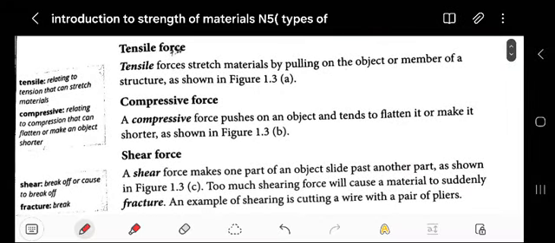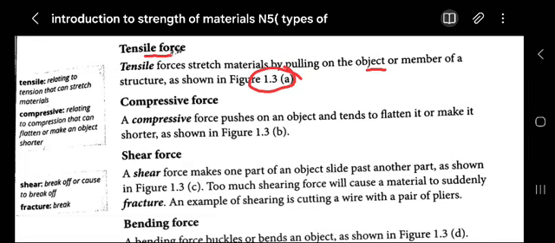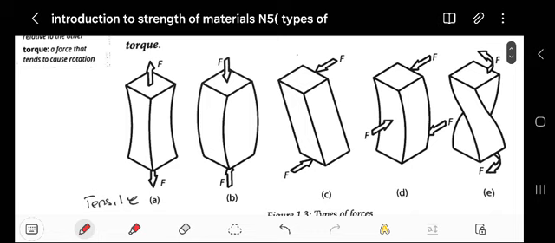Number 1, we have a tensile force. What does tensile force actually cause? Tensile force stretches material by pulling on the object or the member of the structure, as shown in figure 1.3. When we are pulling, this is tensile. At the middle part, you see the dimension will change and become small. It's a pulling force. We focus mostly on the cross section where we apply the force, because when you're doing calculations, we'll be focusing on that.